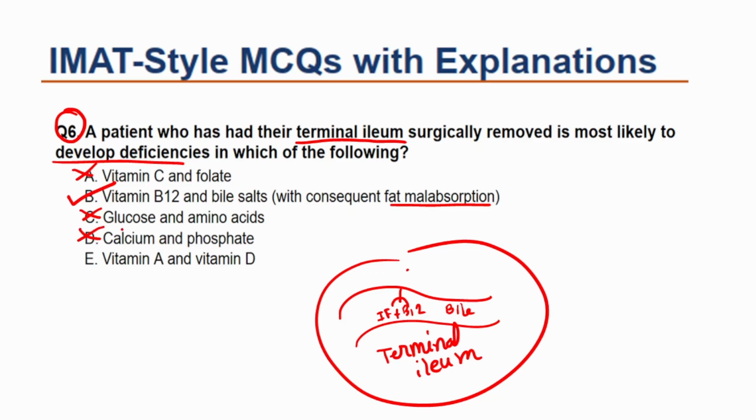Option D is incorrect because calcium and phosphate absorption pathways are regulated by vitamin D and parathyroid hormone, primarily occurring in the duodenum and upper jejunum. Option E represents a classic exam trap. While fat malabsorption downstream will eventually hinder the uptake of fat-soluble vitamins A and D, the primary site of baseline micellar absorption is the jejunum, making their deficit a secondary consequence rather than a direct loss of ileal transport tissue.